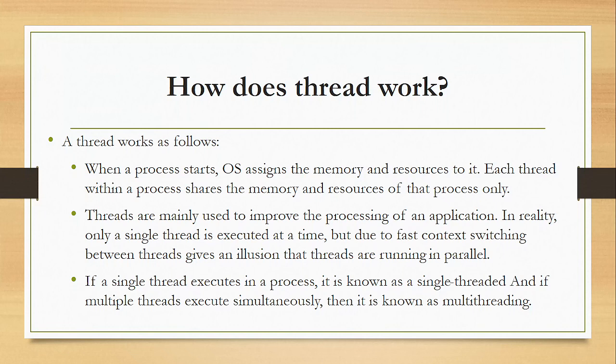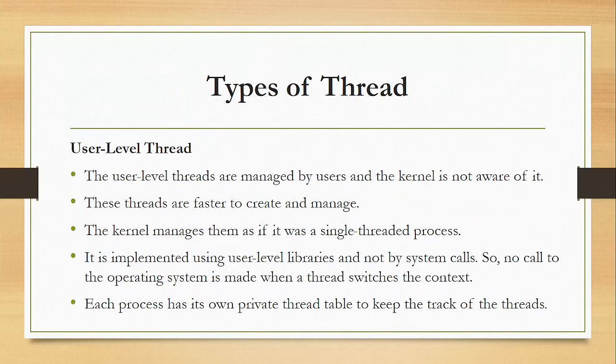So here, when you have multiple threads within a particular process, a lot of things happen very, very fast, and this is what we refer to as context switching. The process can assign different roles to different threads so that they perform very fast. If a single thread executes in a process, we refer to it as a single thread process. That's what you have already looked at. And if multiple threads execute simultaneously within a process, we refer to that as multi-threading.